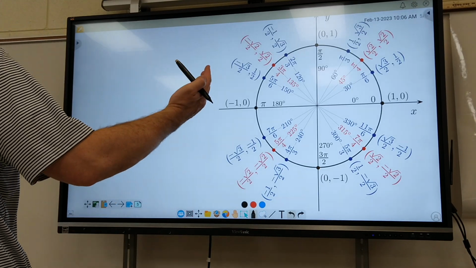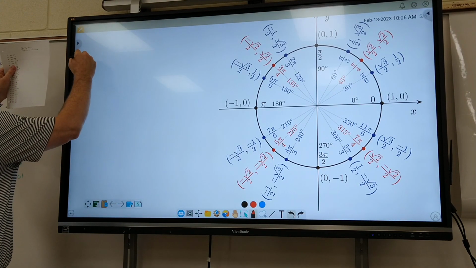You have to learn how to use a circle to do them, but it's not going to be hard, guys. This is one of our highest test grades of the year.